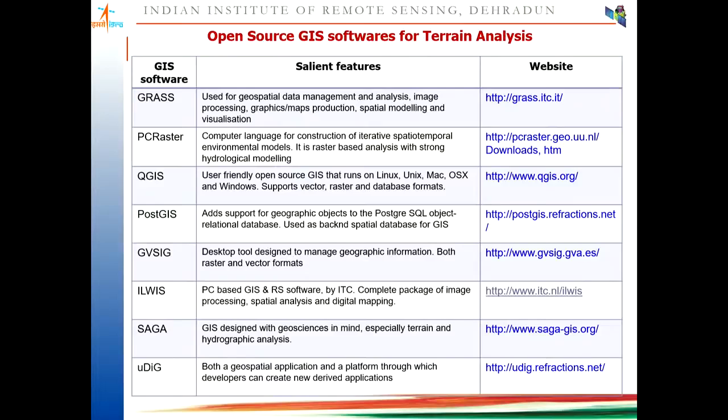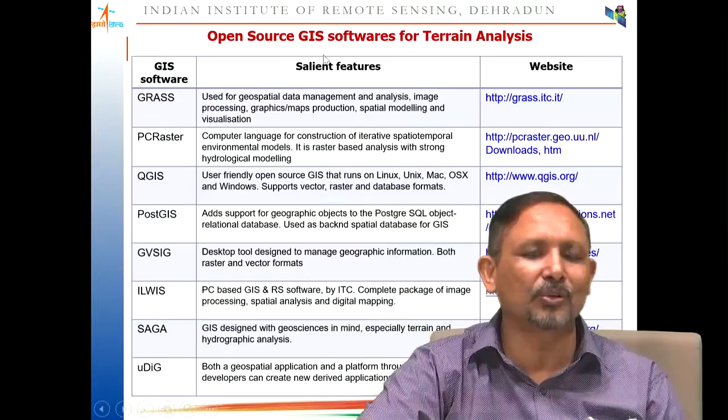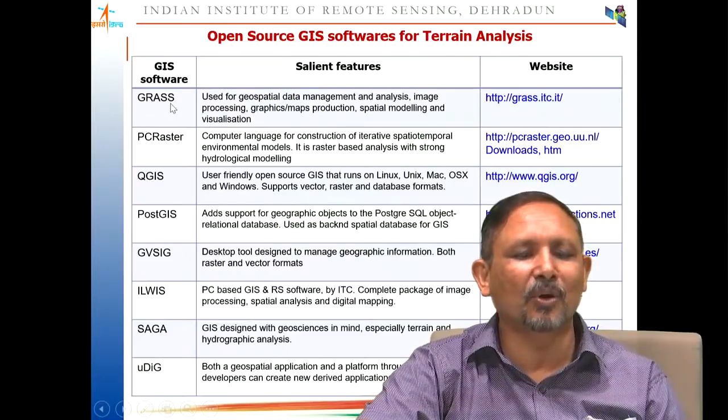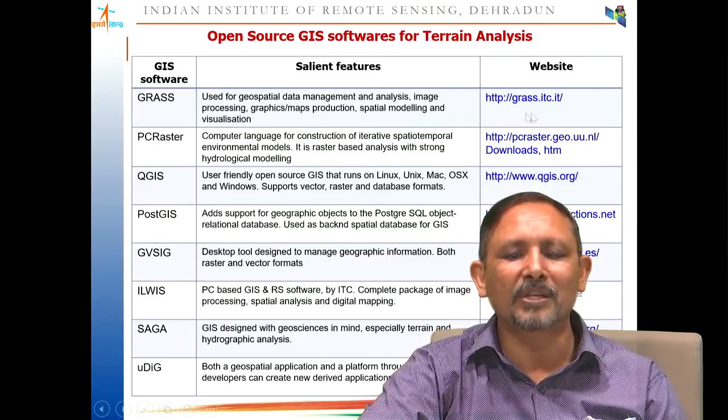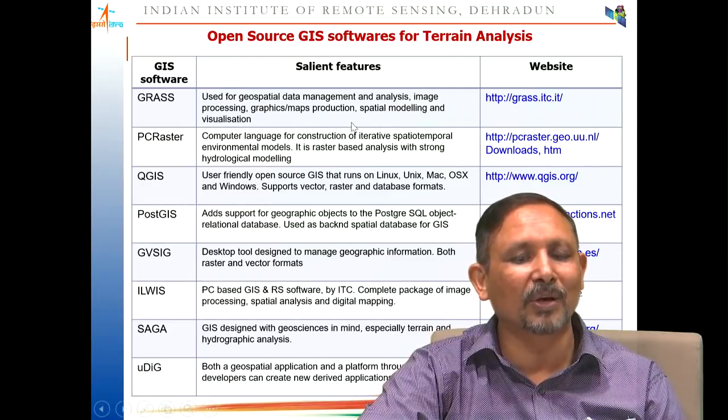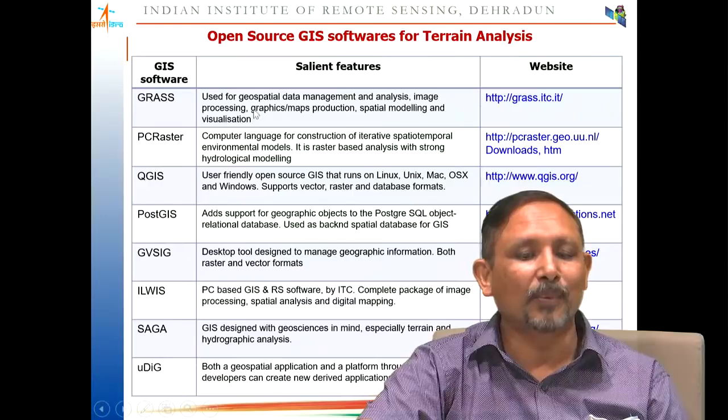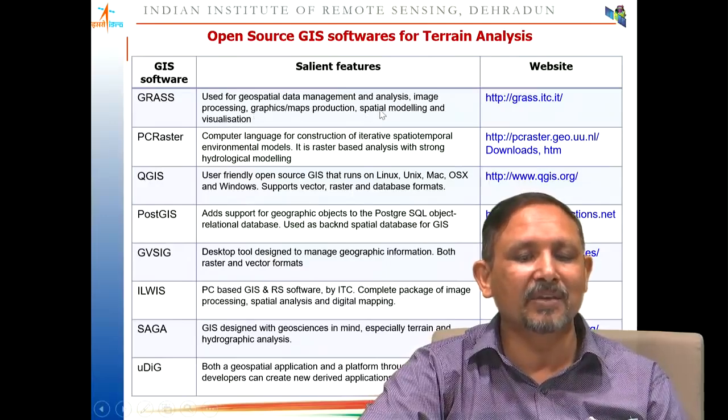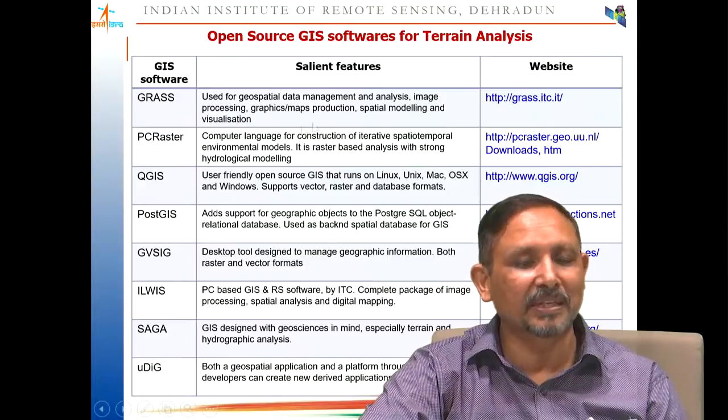So I am giving some examples of software where you can do this analysis, and these are free, open source software. GRASS is one of them. You can download it from this website, and there you get the opportunity to analyze digital elevation models and also image processing and other GIS facilities.